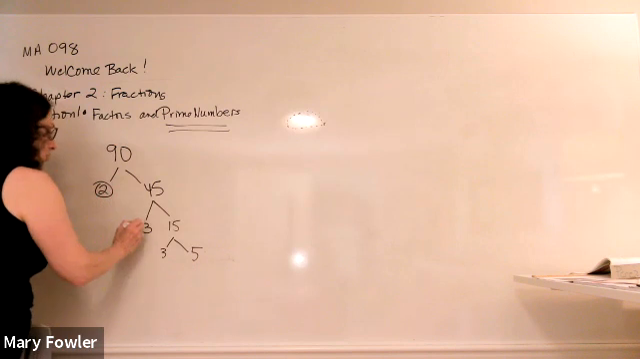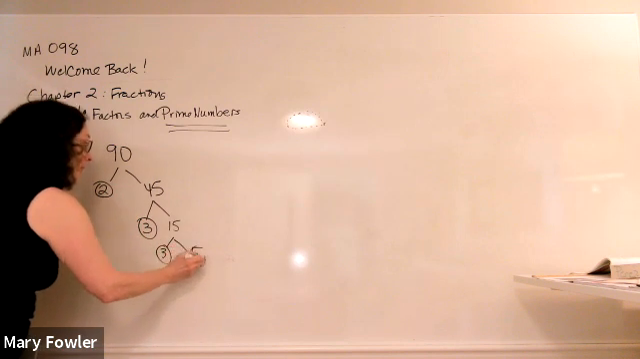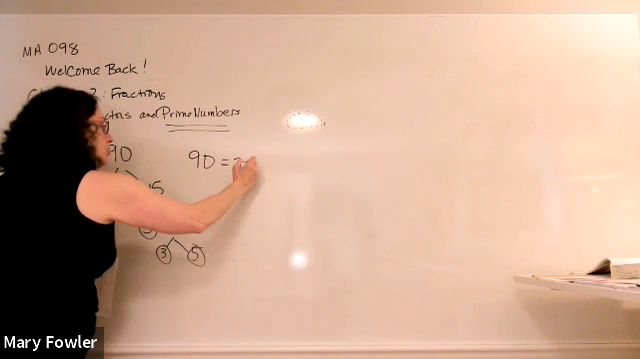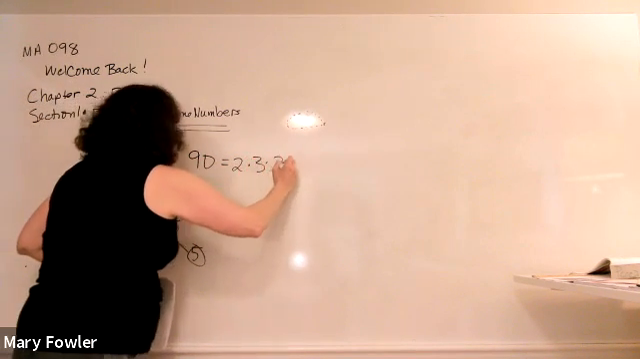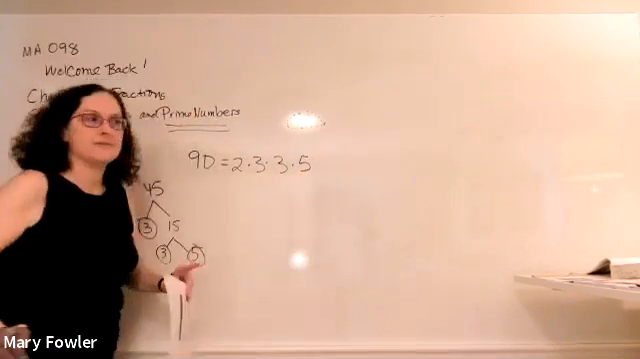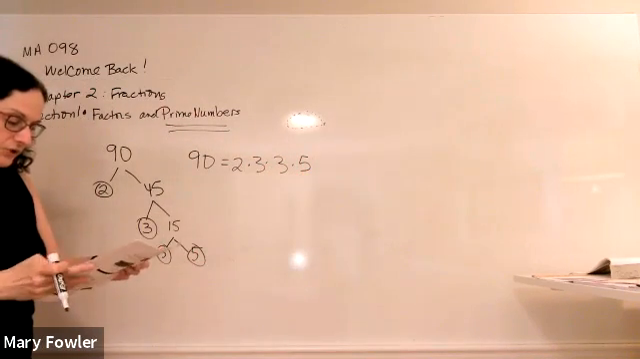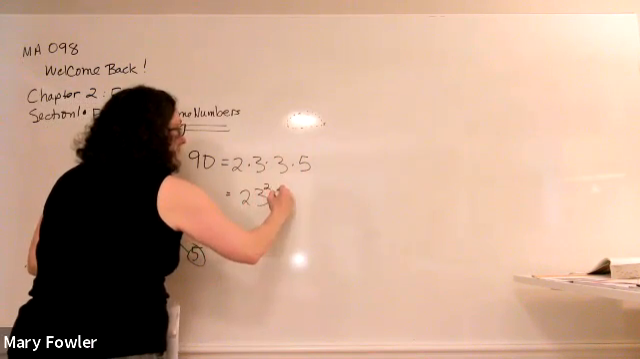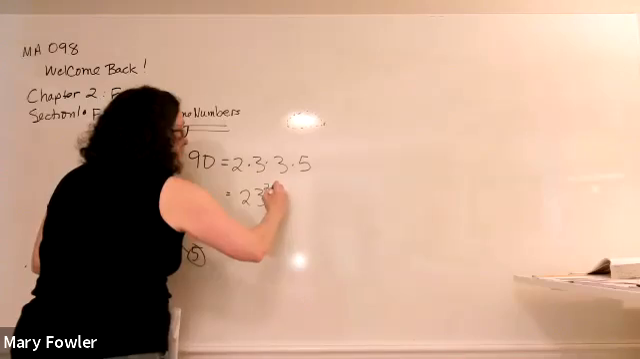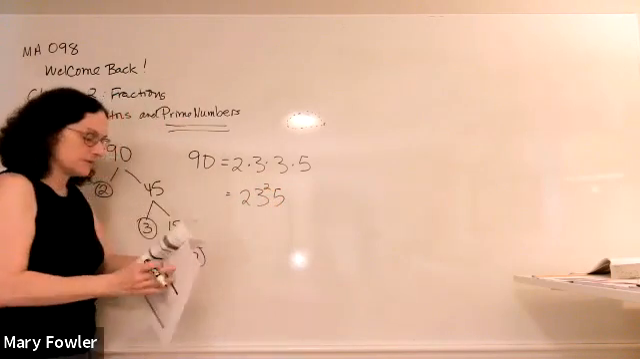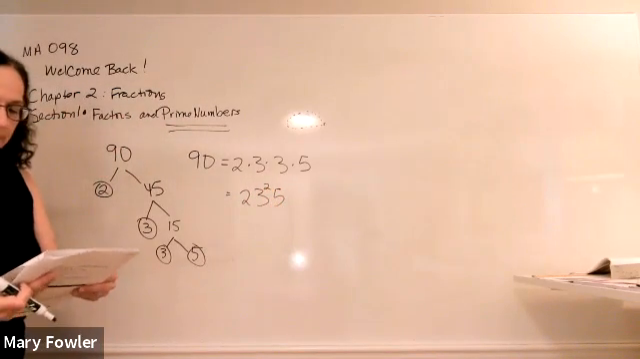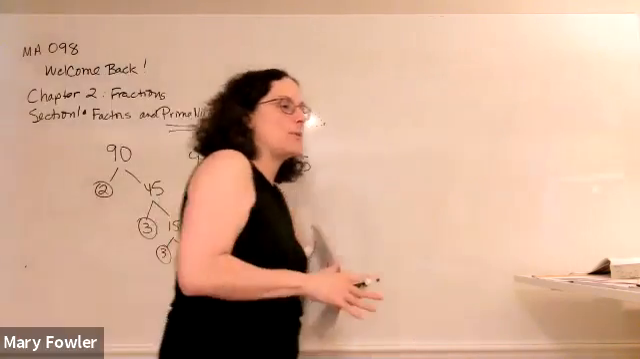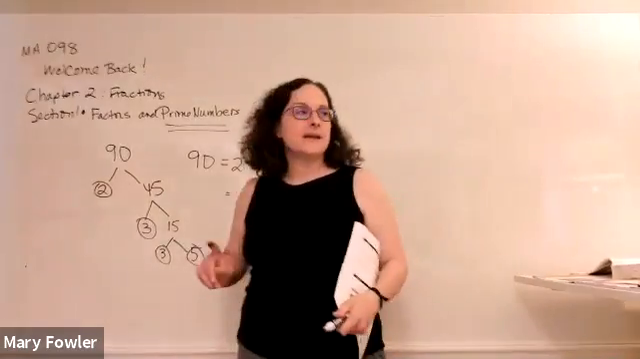What I'm going to circle are the prime numbers. I want to write this as 90 is equal to 2 times 3 times 3 times 5. Okay, that is a prime factorization. You can also write this as 2 times 3 to the second power times 5. All right. So that's my prime factorization. We will pick up the next topic in the next video.